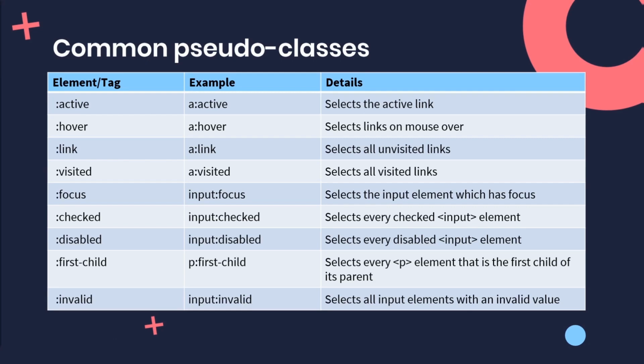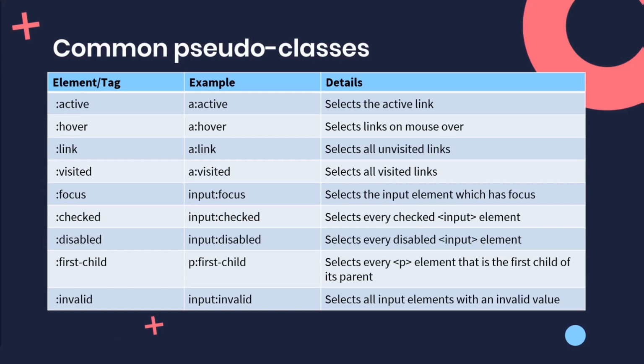Then we have the visited class, and this, when we associate it with the anchor tag, selects all the visited links out there. And then we have the focus, which we can use with an input tag. If we use the focus with an input tag, it selects the input element which has focus. And then we have checked, which selects every checked input element that is visible on our web page. And then we have disabled, which selects all the disabled fields, for example, like your input tags. And then we have the first child, and here we have a slightly different approach, because here we're using a paragraph tag associated with the first child class. This selects every p tag or element that is the first child of its parent. Again, sounds like a mouthful, but it's really not that complicated.